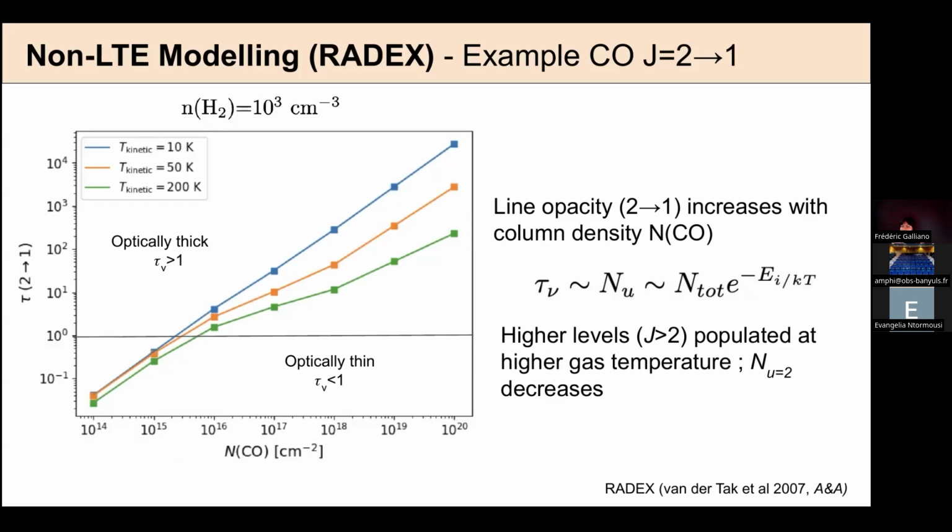The line opacity increases with the column density, and this is because the line opacity depends on the population of the upper level, which is related to the total column density by the Boltzmann equation. We also see that at high gas temperatures, or high T kinetic, the line opacity is less. This is because higher levels are populated at higher gas temperatures, and so the population of the N equal to 2 level decreases.